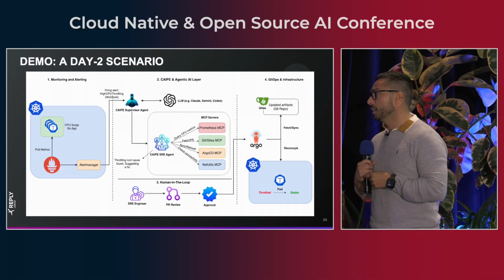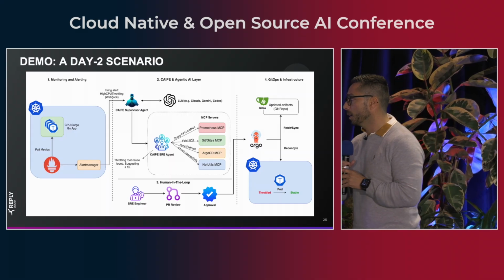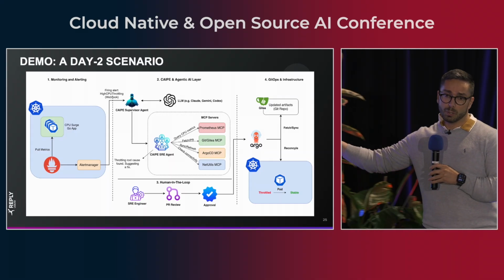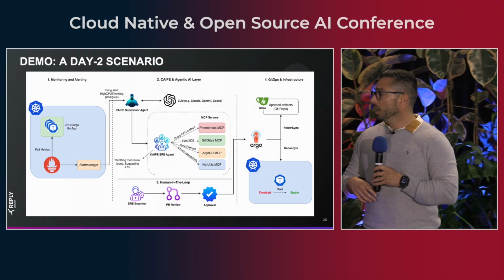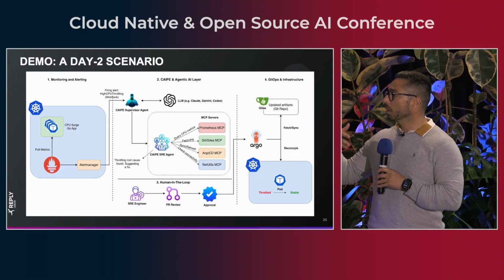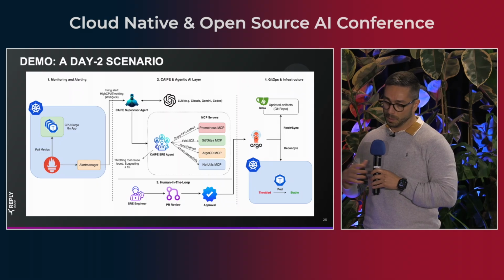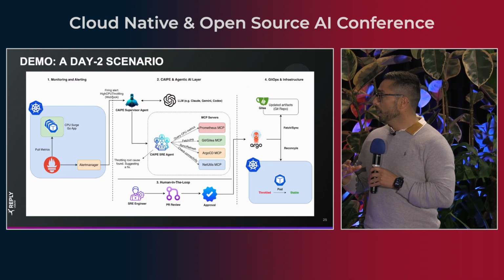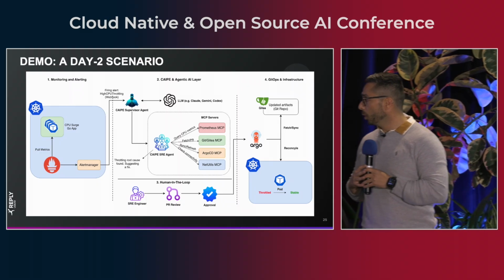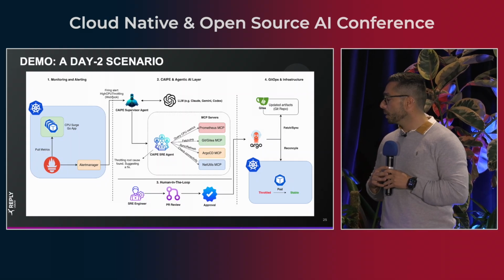And then finally, it will go through Git, an open source Git management system. The MCP will also create the final pull request. The human verifier will accept the pull request. Argo CD will see the drift and will sync the Git repo status with Kubernetes.